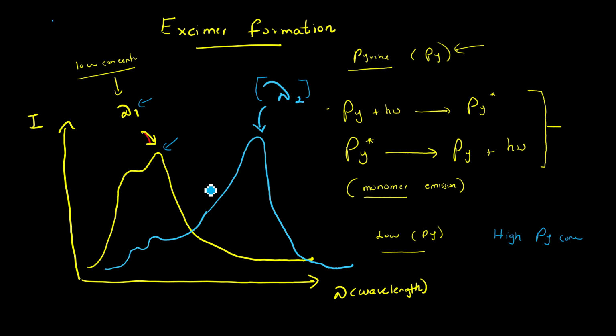Now let's see why we observe such a phenomenon, right? What happens is that the pyrene molecules will form a complex called an excimer. Now what is this excimer? Excimer formation happens like this. When we have the pyrene molecules, they get excited on contact with the photons. So here we have the excited pyrene molecules.